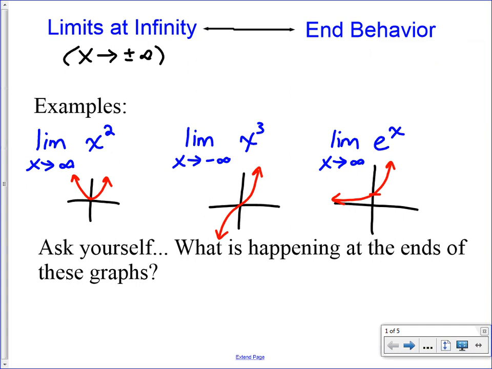Hi everybody. In this video, we're going to talk about evaluating limits at infinity, which means that x is going to be approaching positive or negative infinity.